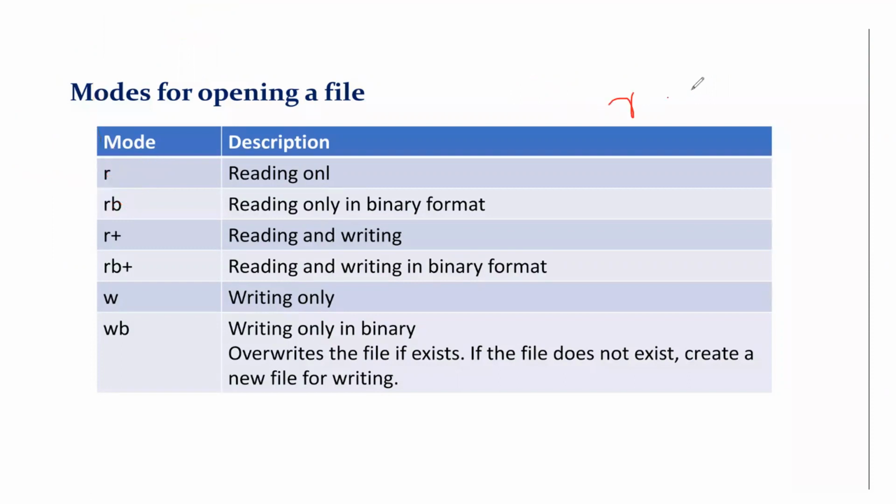For example, R reads from text files, .txt. RB is for binary files. And R plus means we are adding one more mode, that is writing mode. If I want to read as well as write, say a file has 10 lines of text and I want to add a few more things, first I will read, then I realize there is insufficient data, then I can write using R plus. If I want reading and writing for the binary format, then I should use RB plus, because B is for binary.